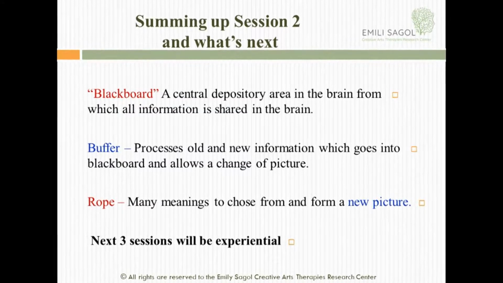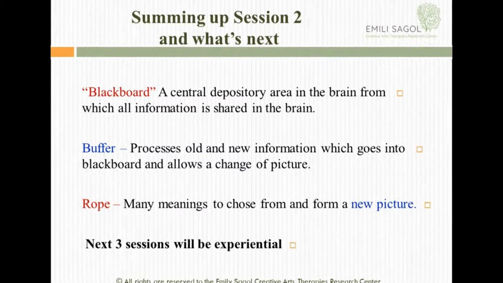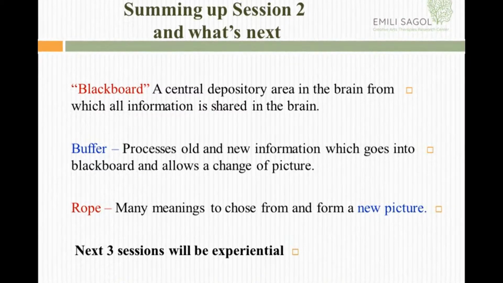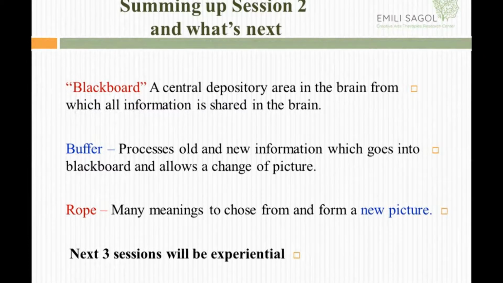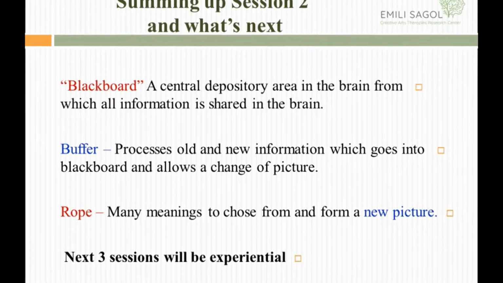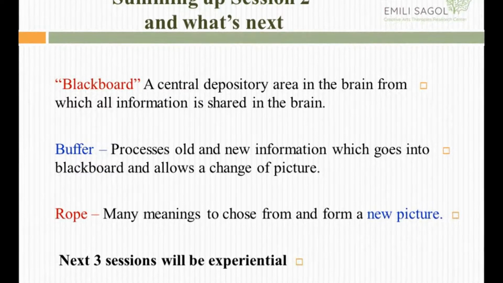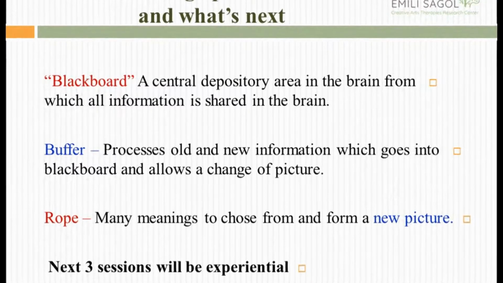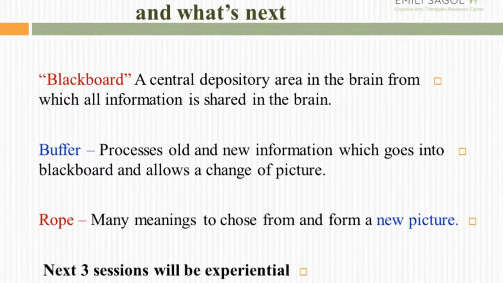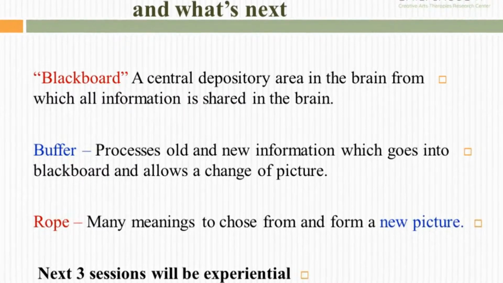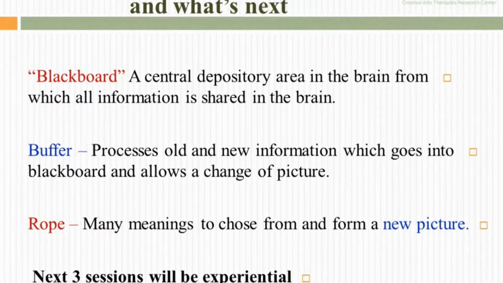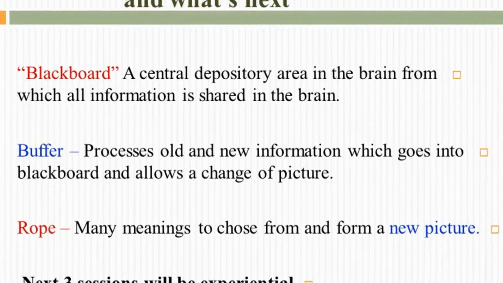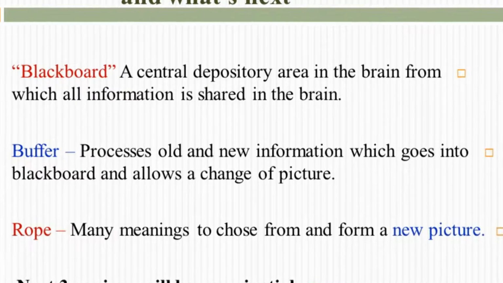So to sum up session number 2, in this session we learned about the concept of a central depository area in the brain, which Baars calls the blackboard, from which all information is shared throughout the brain, thus allowing old and new information to be processed in the buffer of the blackboard and allowing us to change a picture. We learned about the rope and how the new picture of the conflict may be emerging using the rope.